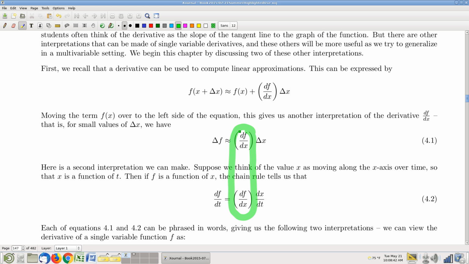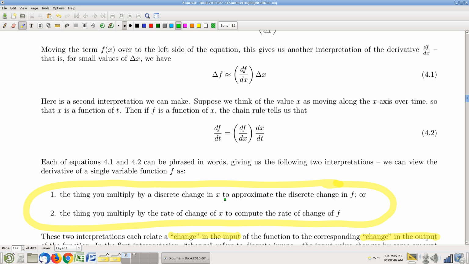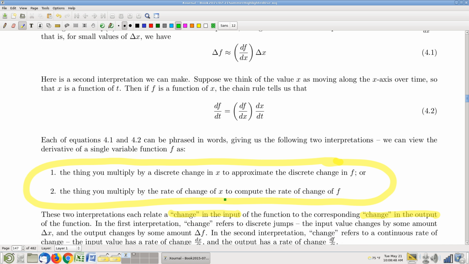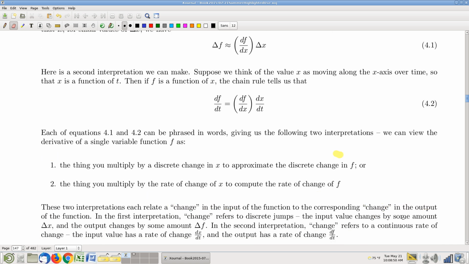Okay. So this is one of the big takeaways I want to take for single variable derivatives, and that is that we're relating input changes to output changes. Okay, you make a noise there, don't you? Input changes to output changes, and in particular, the derivative is what you multiply by the one to get the other. Okay.